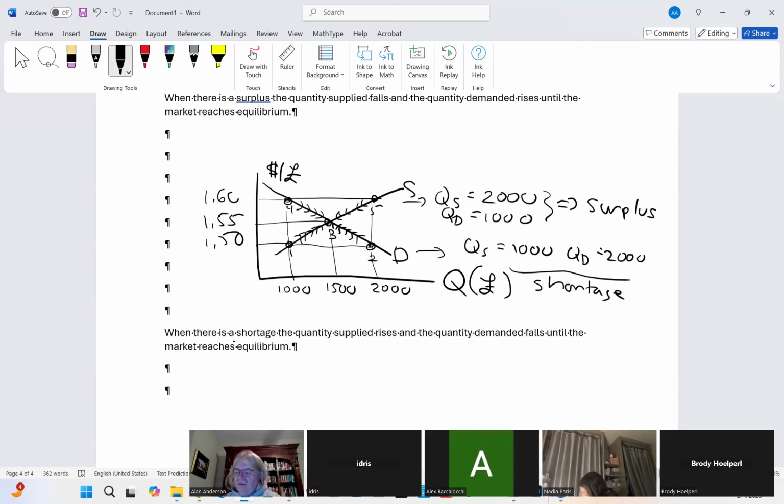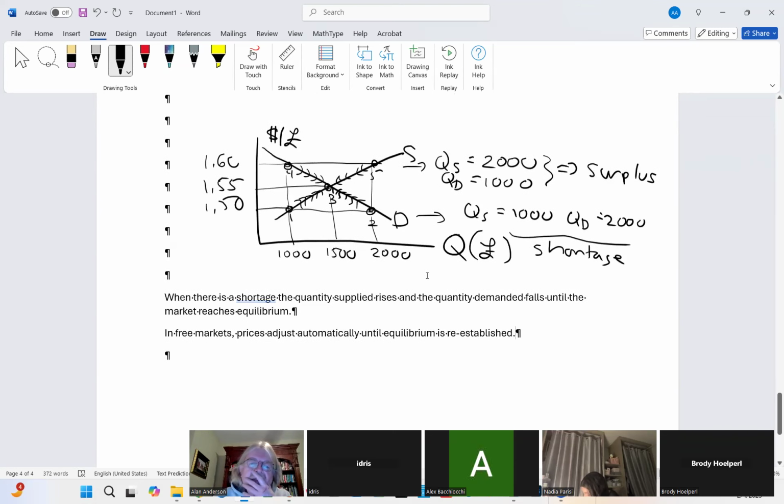So in most normal markets, unless the government interferes somehow, which does happen sometimes, in free markets prices adjust automatically until equilibrium is reestablished. And it can happen very quickly, especially in a market like this where $7 trillion worth of currencies are trading every single day. Being out of equilibrium won't last very long.